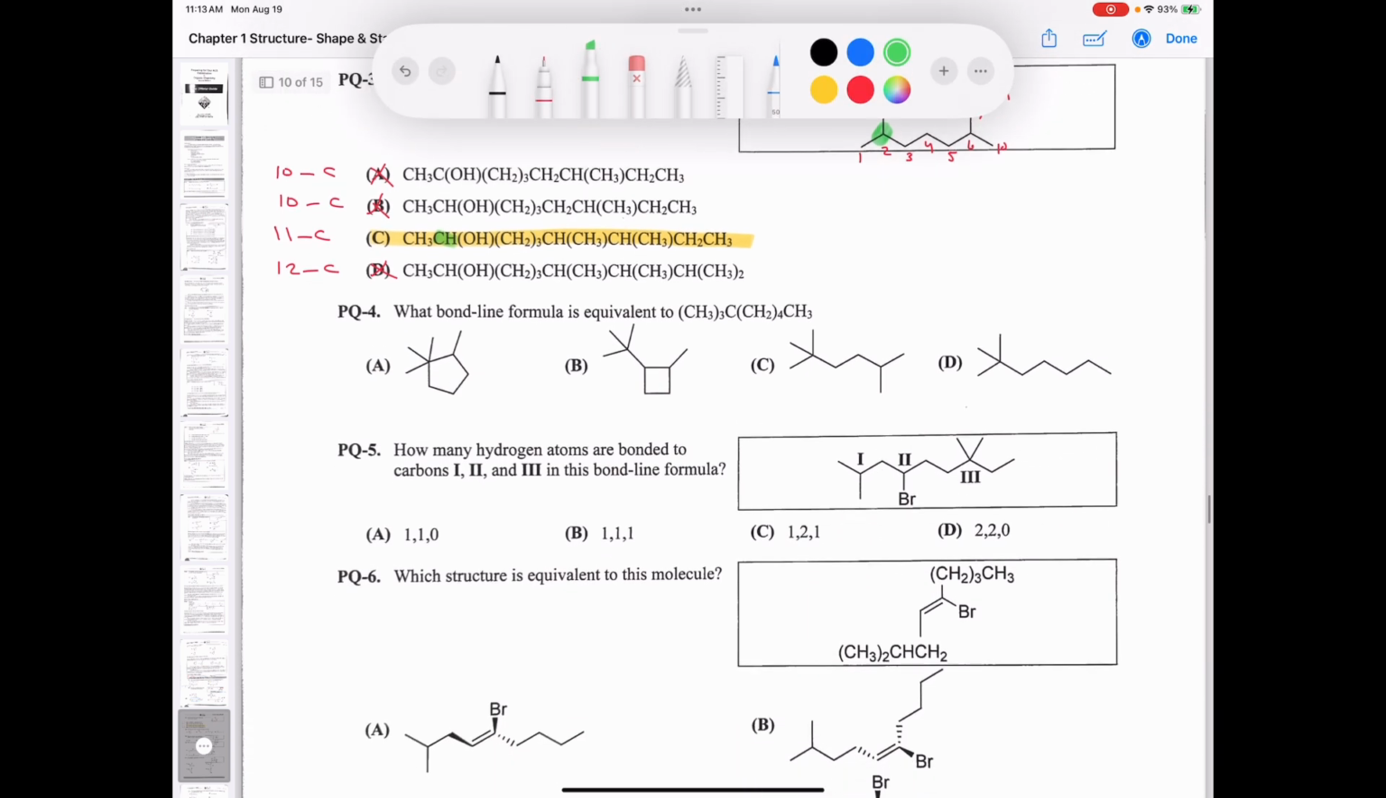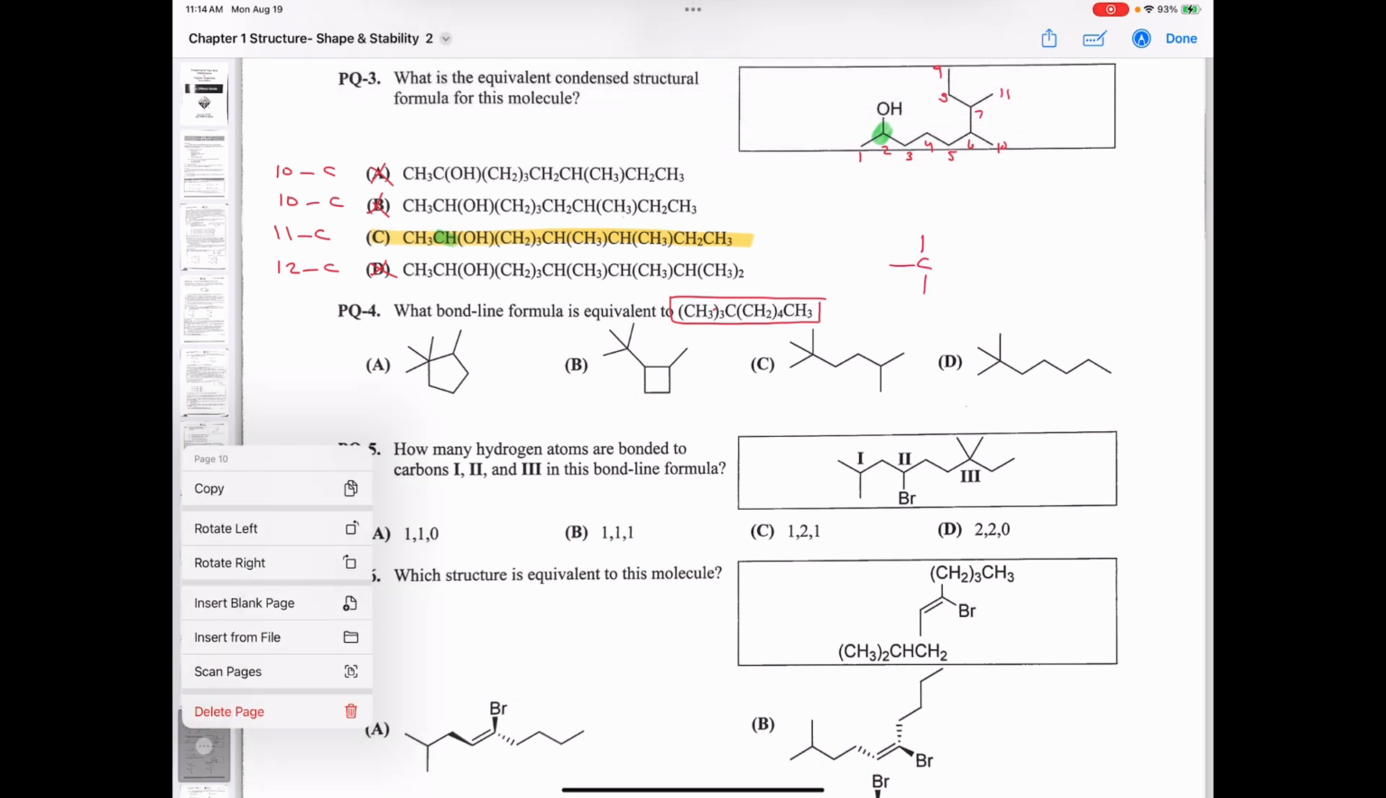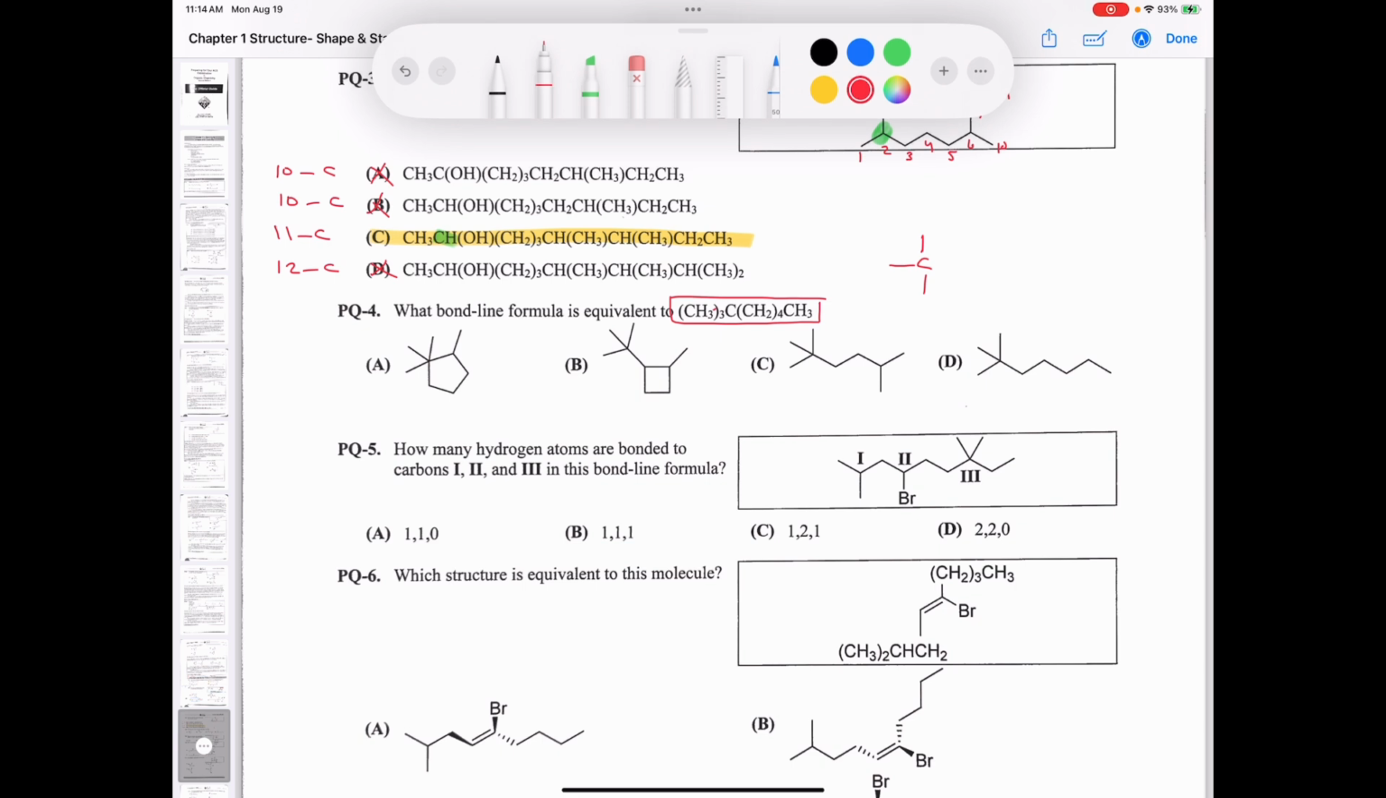Moving on to question number 4, what's the bond line formula that's equivalent to this condensed formula here? So you can see that we've got a quaternary carbon here. That means it's attached to 4 different carbons. Now, if I draw this carbon, if I put that in red like this, you can see you've got 1, 2, 3 methyl groups coming off of it. Then we have 4 methylenes. So we have 1, 2, 3, 4. And then we have a CH3 coming off of it like that.